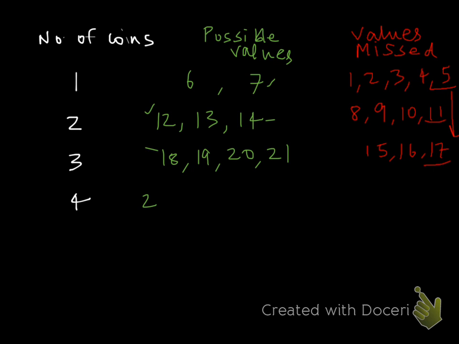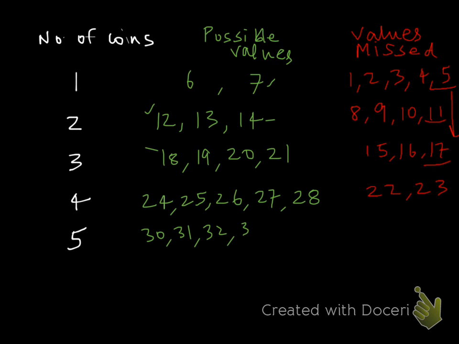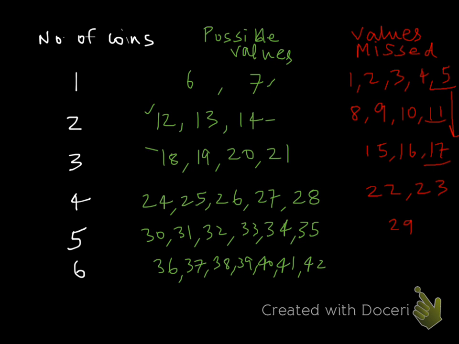We now have 4 coins, and 4 coins could make values 24, 25, 26, 27 and 28. So the values which we missed were 22 and 23. With 5 coins, 30 to 35, all these values. So we missed 29. We are left with only one value, 29, which we were not able to form. With 6 coins, 36, 37, 38, 39, 40, 41, 42. These are the possible values which we can form.